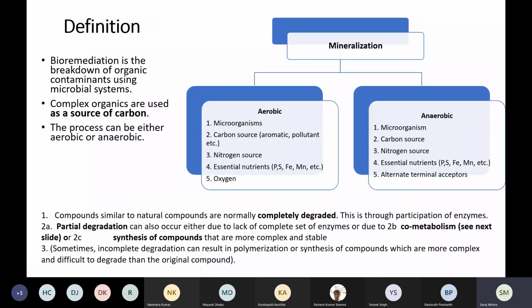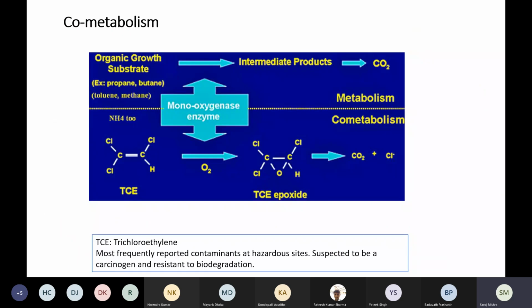Now, I have used a term co-metabolism. Let me explain what co-metabolism is. Co-metabolism is an activity whereby a naturally occurring enzyme acts on a substrate, which is an unnatural substrate, and converts it into an intermediate. For example, a commonly occurring enzyme in many of these bacteria which break down hydrocarbon, because there are methanotrophs, which are microorganisms which can use methane as a carbon source. So they are naturally capable of using methane.